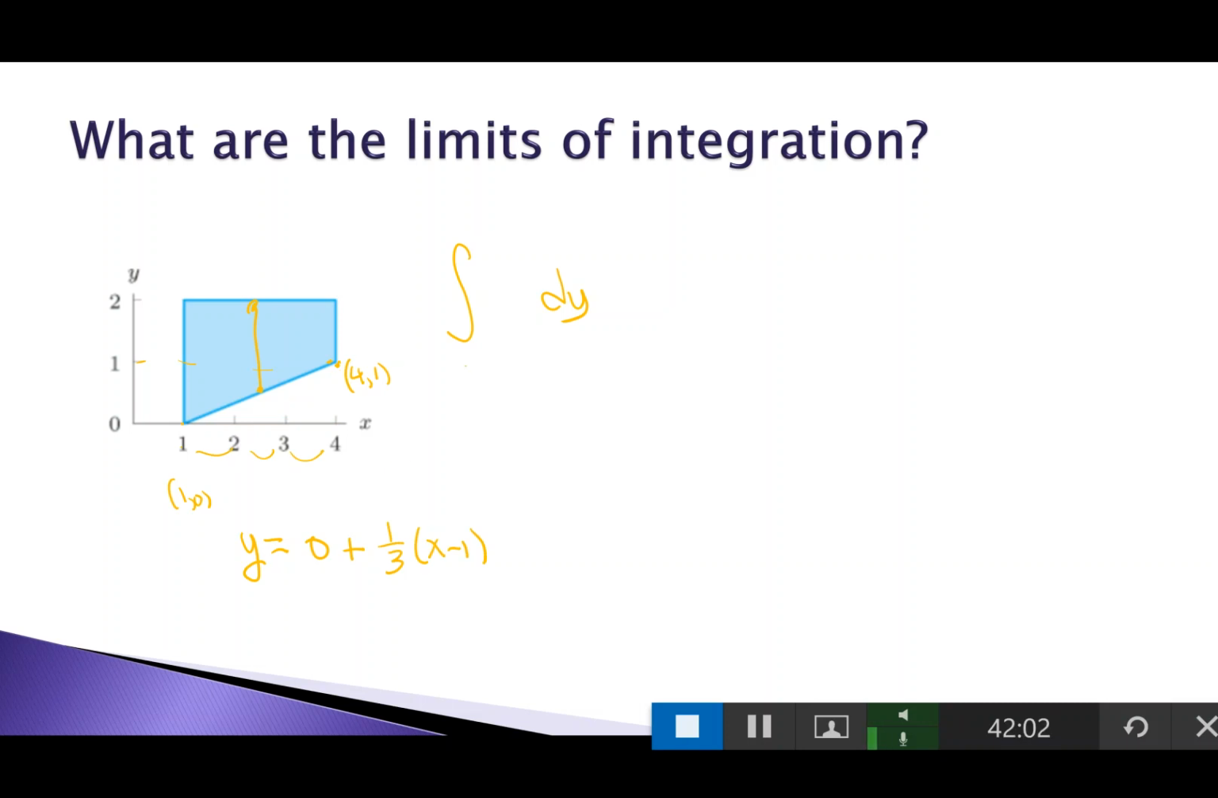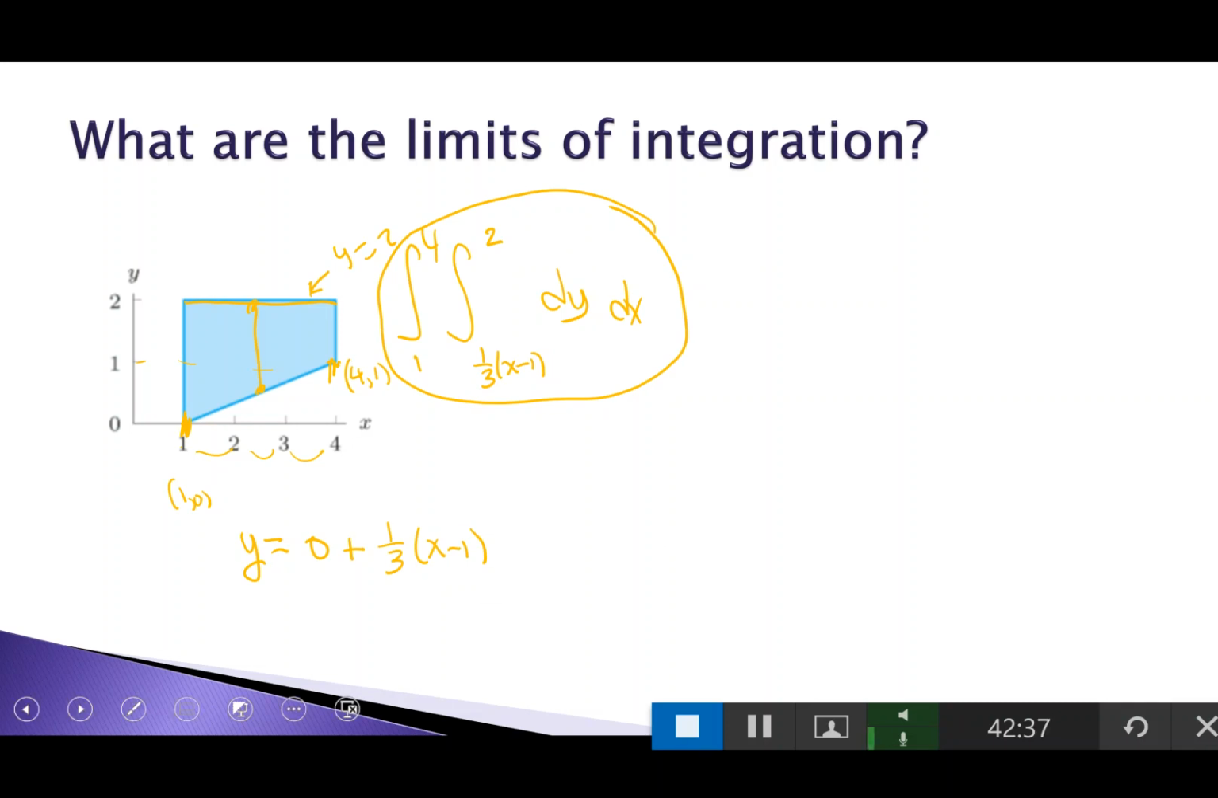So integrating from this, the bottom of my shape is 1/3 times the quantity x minus 1 up to the top, and this surface is y equals 2, no problem. And then the outside, my extremities are 1 to 4 dx. So integrating with respect to dy first is pretty easy to set up. That's not the easiest function in the world, but it could be worse. Let's go the other way around.